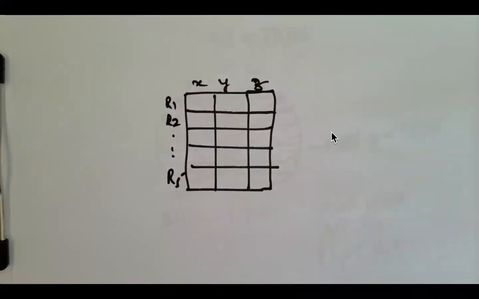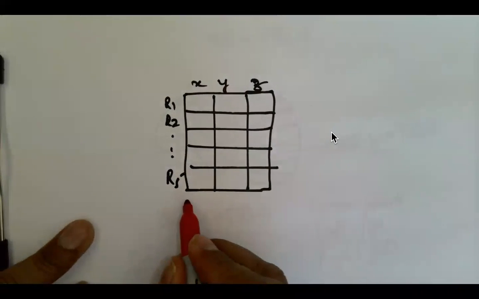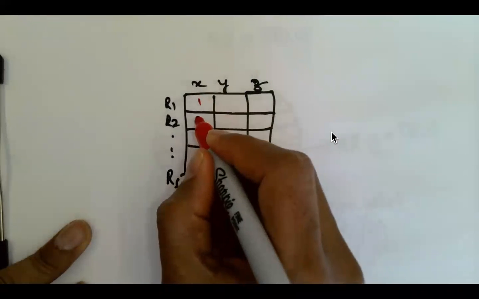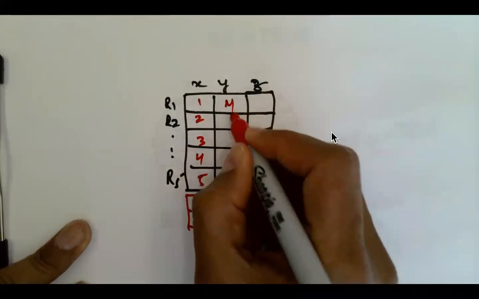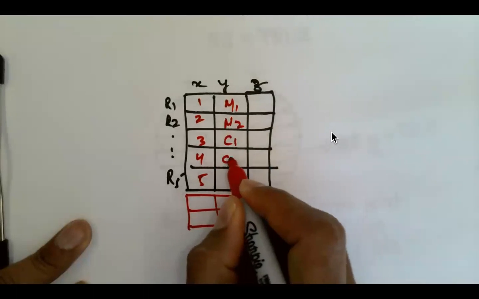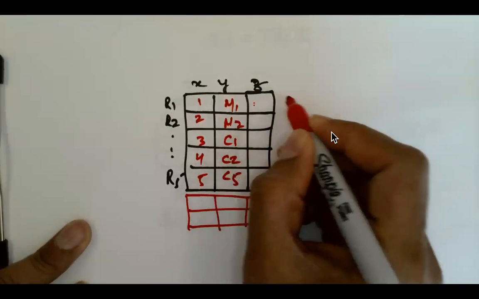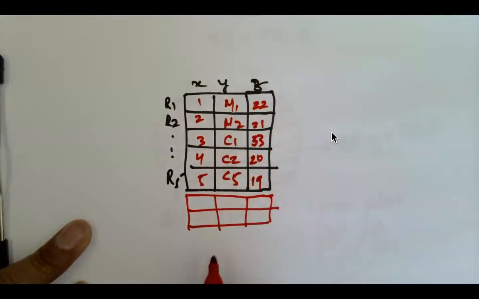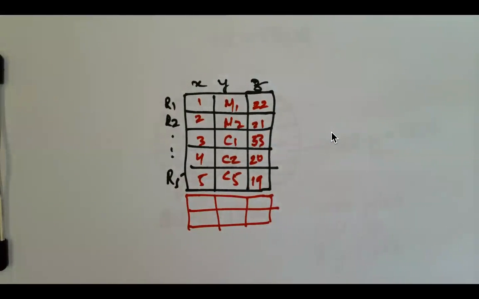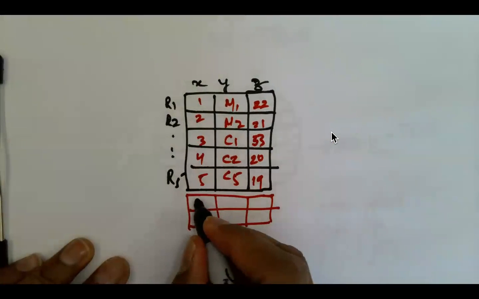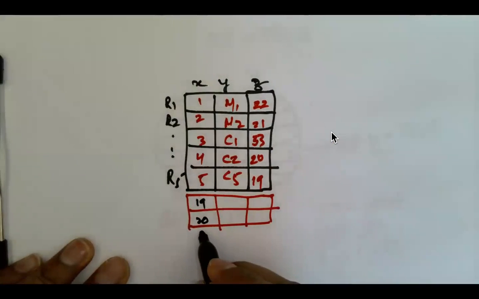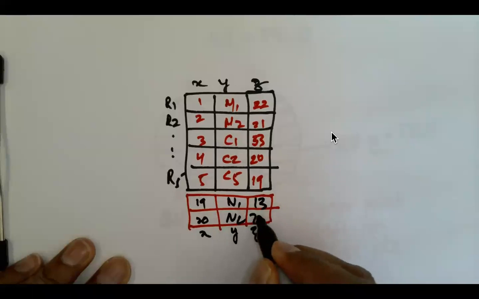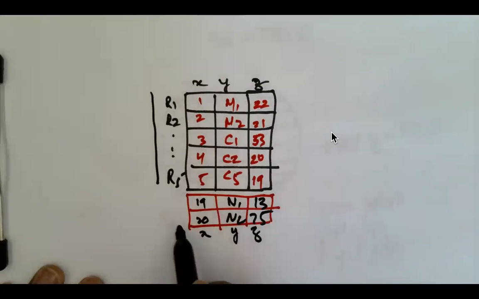If we are adding new values to our data frame as rows, let's say we have more information and we want to add extra rows to it. So let's say X values are 1, 2, 3, 4, 5, and here is M1, M2, then C1, C2, C5, and this could be 22, 21, whatever the values represent. And now we have new values we have gathered, could be 19, could be 20 or something like that, and those are X. Also these are X, Y, and Z. And this could be N1, N2, and this would be 13, 75. These are values.